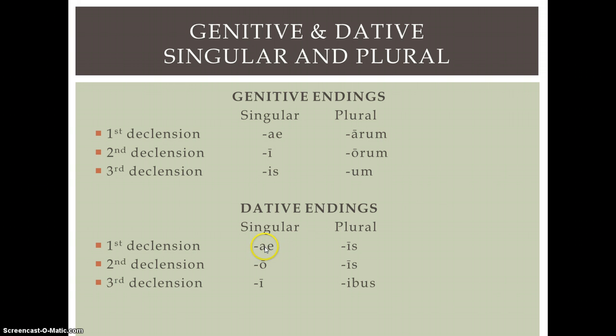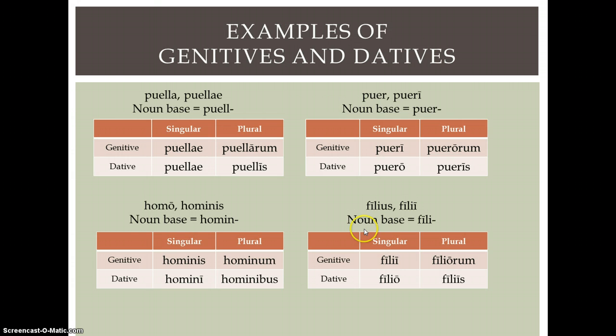Okay, dative endings. In the singular, first declension, AE, pronounced I. Second declension, O. Third declension, E. In the plural, the first and second declension have the same ending. It's a long IS, pronounced ease. And in the third declension, it is IBUS, always amusingly said, ibis.